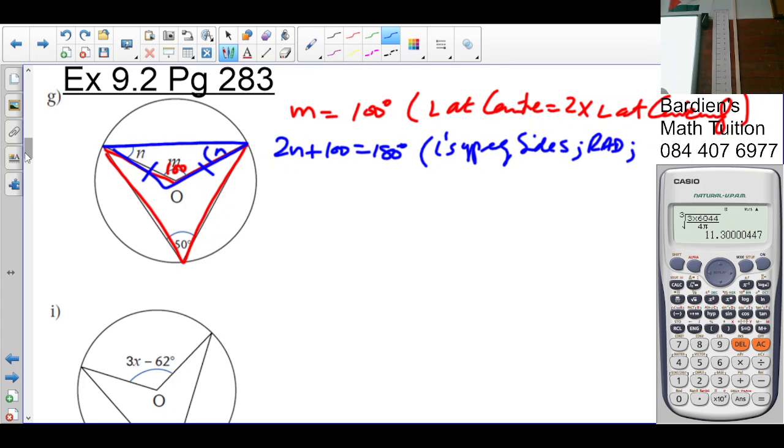And what else did we use? Interior angles of a triangle. So we use sum of angles of a triangle. Okay. We must state all the theorems that are being used here. So 2n is equal to 180 minus 100, which is 80. Divided by 2, of course, is going to give you 40. Okay.